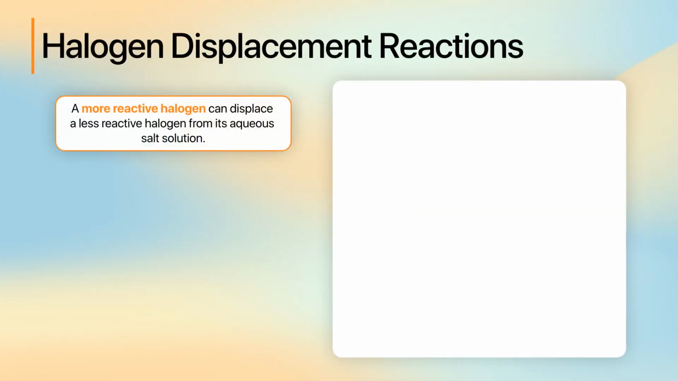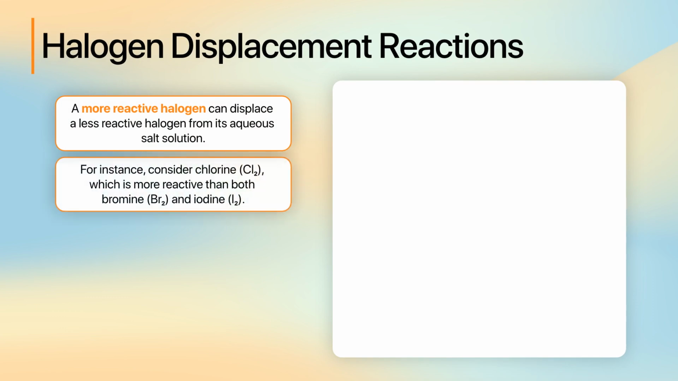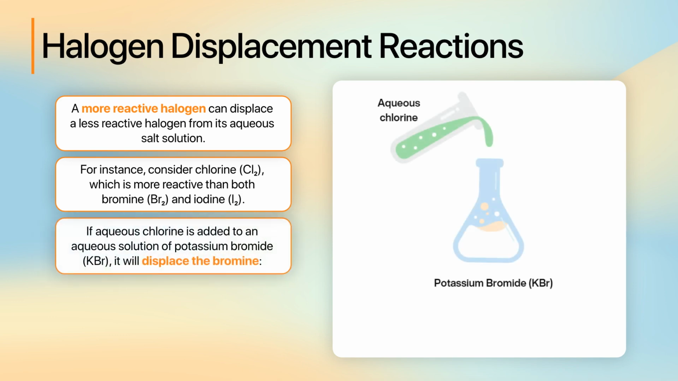A more reactive halogen can displace a less reactive halogen from its aqueous salt solution. For instance, consider chlorine, Cl2, which is more reactive than both bromine, Br2, and iodine, I2. If aqueous chlorine is added to an aqueous solution of potassium bromide, KBr, it will displace the bromide.